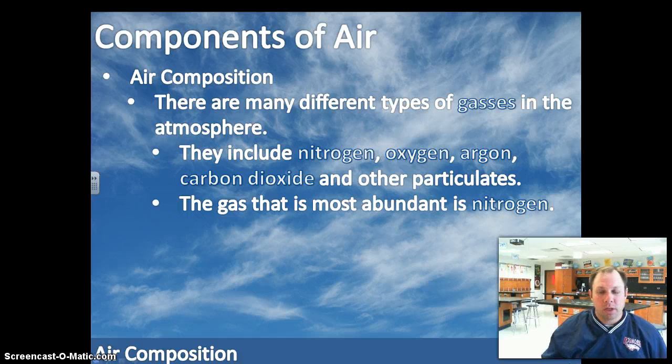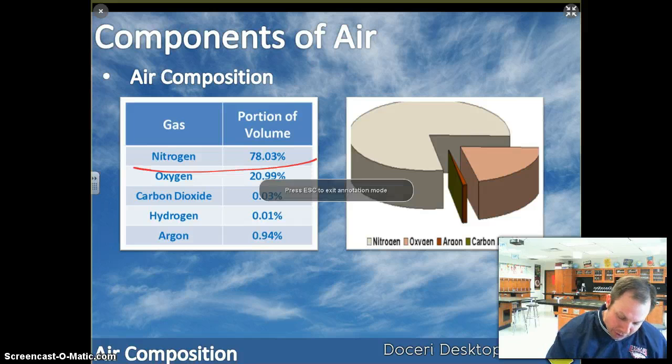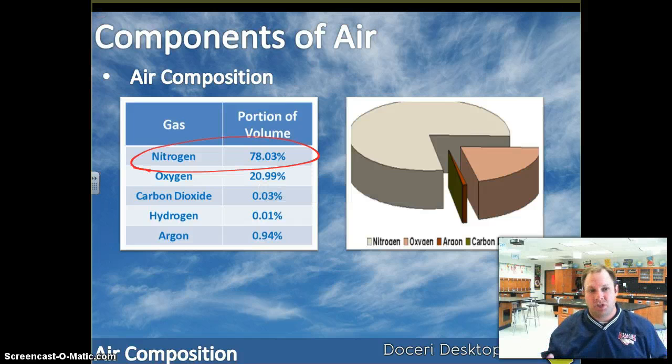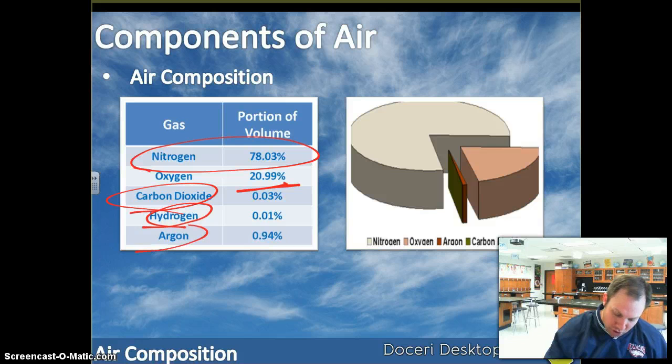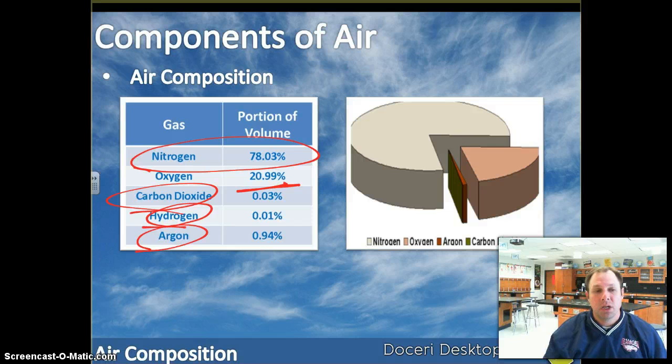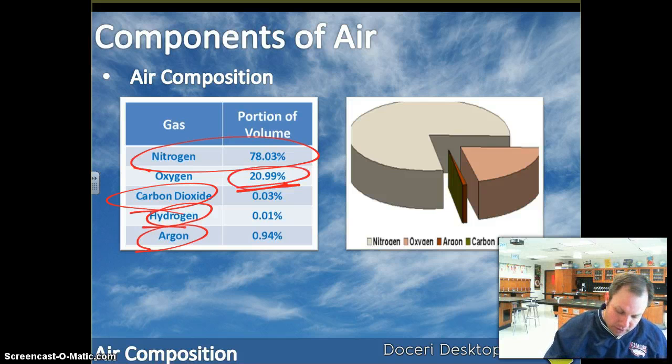All right, so real quickly, the components of our air. Our air is made up of many different gases. We find that our air is made up of mostly nitrogen. A lot of people think that all of our air is oxygen. It's not. Only about 21% of our air is actually oxygen. And then we have carbon dioxide, hydrogen, and argon that also make up the air that we breathe. So it's not just pure oxygen. The vast majority of it is actually nitrogen that you're breathing in. But obviously our body doesn't need the nitrogen, it needs the oxygen.